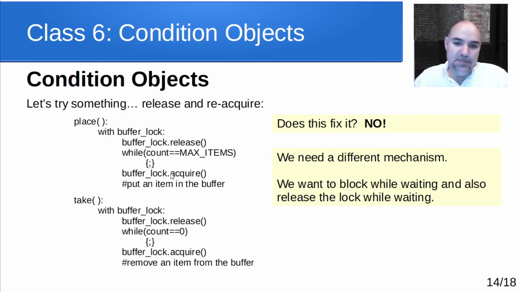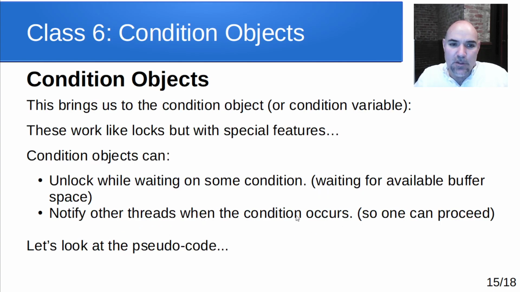So does that fix it? The answer is no. And what we really need is a different kind of mechanism for this. We could hack together something using a sequence of locks or semaphores or something like that, but we want something that's going to block while waiting, but also release the lock while we're waiting. So if we think about how that needs to work, that brings us to this idea of a condition object.